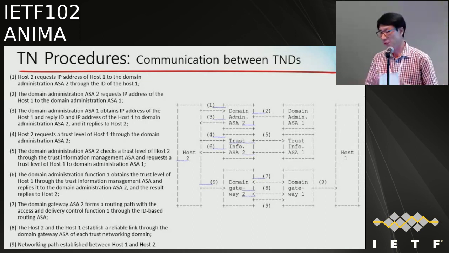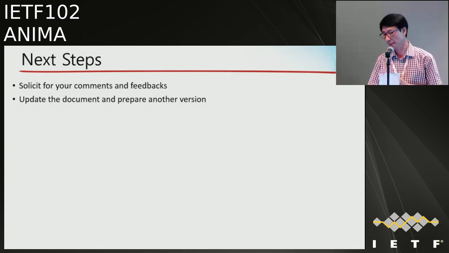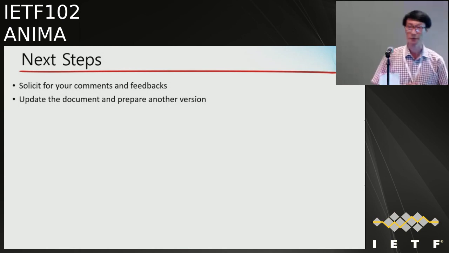Currently we defined these two procedures as use cases, and we are going to work on further use cases in the future. So this is a brief introduction on trust networking for autonomic networking, kind of an extension of the trust aspect to the autonomic networking capabilities. As the next step, since this is our initial work, we would like to welcome your comments and feedback, and then try to update the document in another version if the working group is interested in this work.